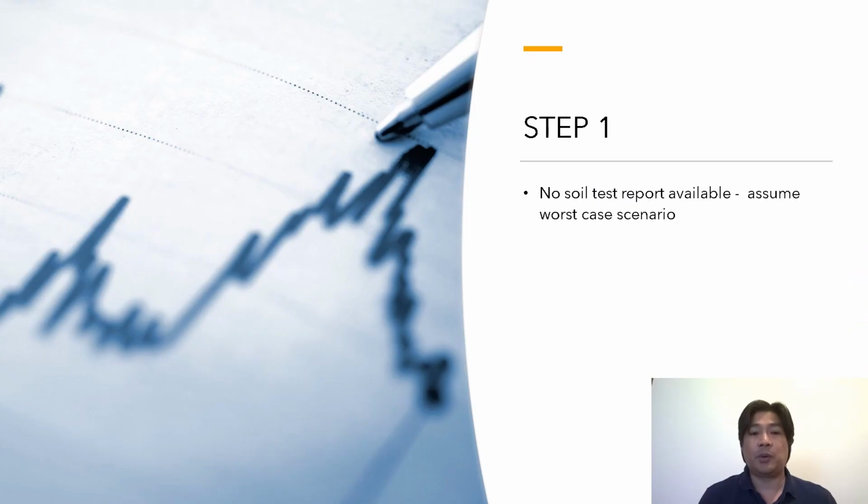The first step in the process is to identify the volume change potential of our soil. However, in the absence of a soils report, we will have to assume the worst case scenario. In this case, we will assume that the soil on site is highly shrinkable.